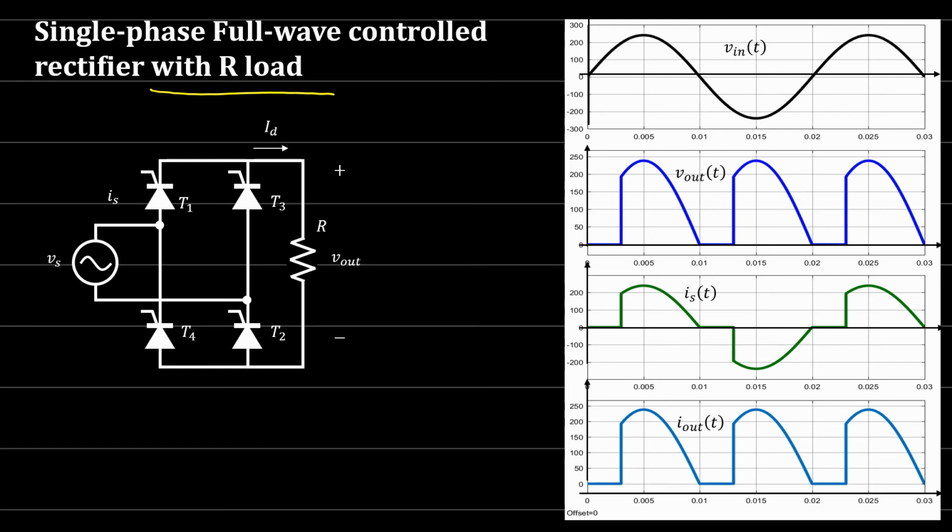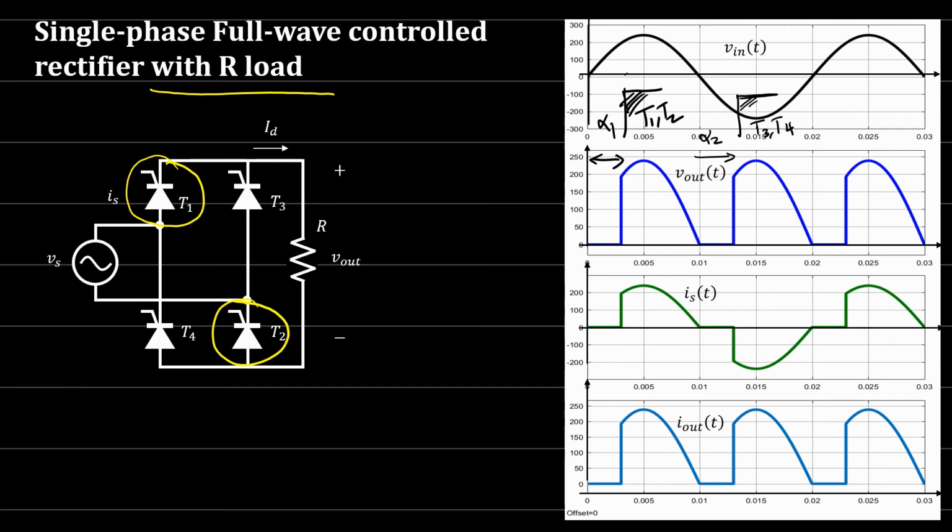For the full wave controlled rectifier, when the input is positive, we will send signals to thyristor 1 and thyristor 2. So at this point, alpha, we will send a signal to thyristor 1 and thyristor 2. When the input is negative, you will send a signal here. So this is alpha 1 and this is alpha 2. This will be the signal to thyristor 3 and thyristor 4.